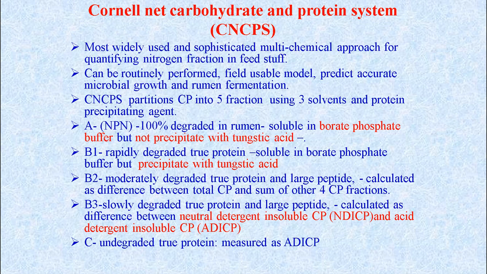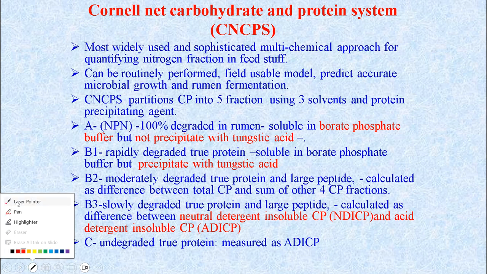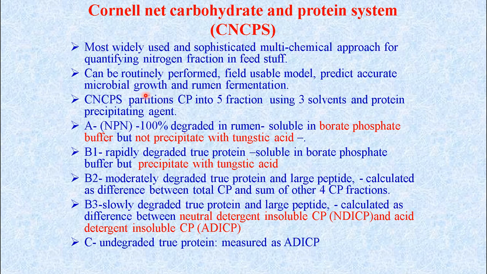Then the Cornell Net Carbohydrate and Protein System, also known as CNCPS, is the most widely used and sophisticated multi-chemical approach to feedstuffs. This can be routinely performed in a field-suitable model and predicts accurate microbial growth and also rumen fermentation.